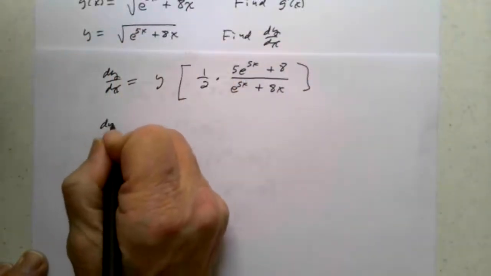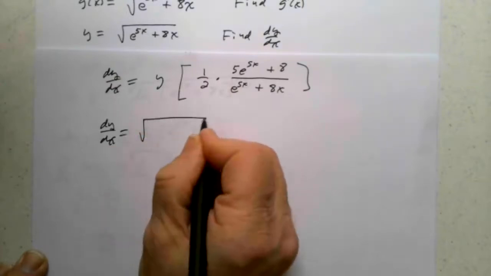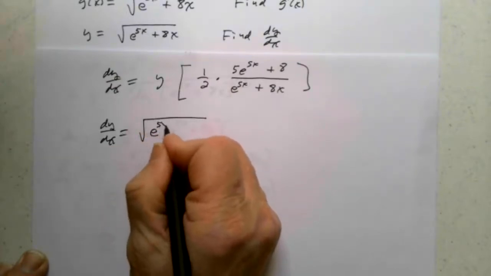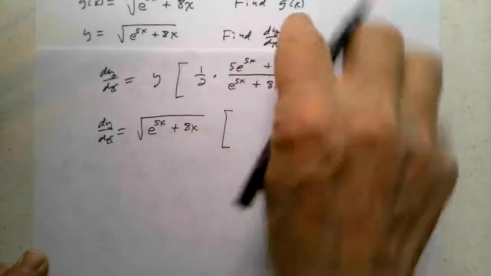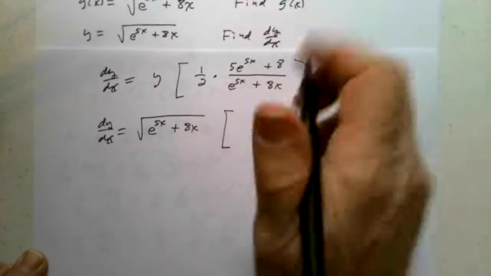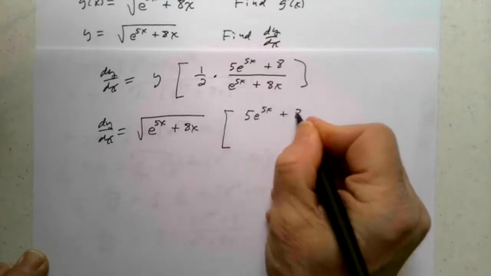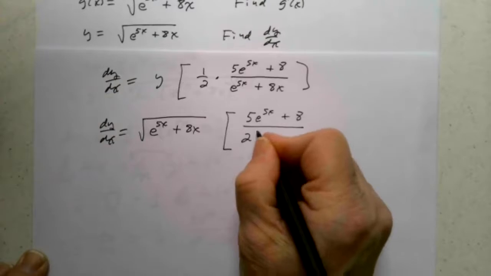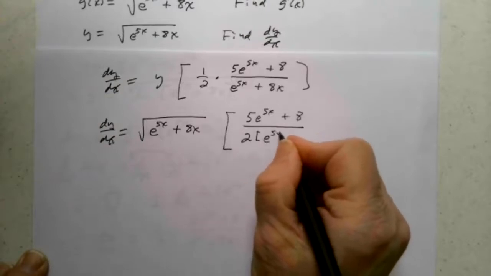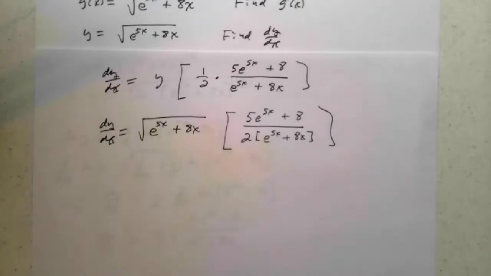So making that substitution, dy/dx is the square root of e to the 5x plus 8x times all of this. Notice 1 times that on top. I'll just leave that on top. 5e to the 5x plus 8. Downstairs, 2 times all of that, which I'll just probably leave that way. 2 times e to the 5x plus 8x. And that is our final answer. Again, I would encourage you to check that on the calculator.